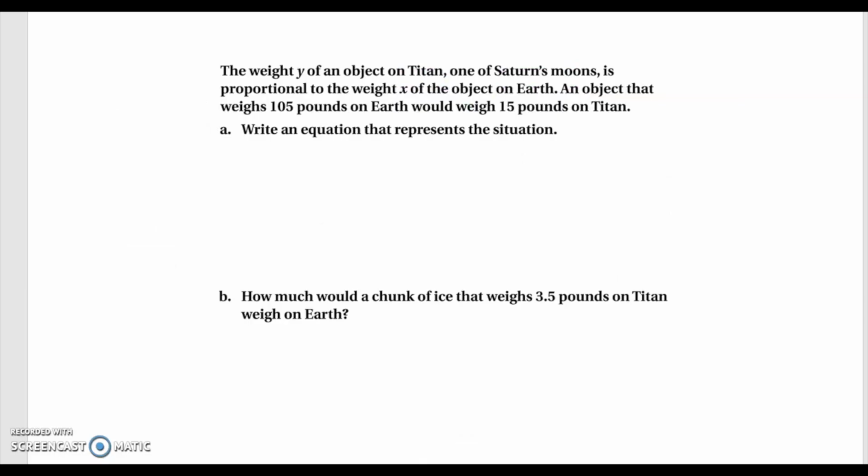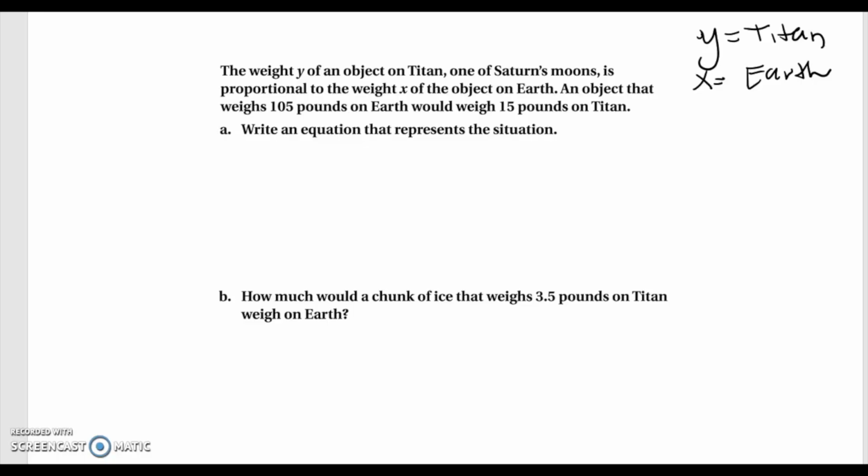This one says the weight y of an object on Titan, one of Saturn's moons, is proportional to the weight x on Earth. So y is talking about the weight on Titan. x is talking about the weight on Earth. It's important to know what our variables represent. So an object that weighs 105 pounds on Earth would weigh 15 pounds on Titan.